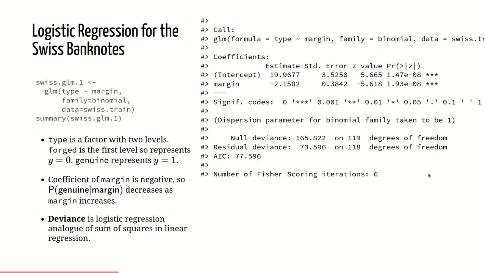It's just different, because we're not minimizing sum of squares anymore, so we don't have residual variance. Instead, we have this thing called residual deviance, which is kind of an analog to the sum of squares. What we notice is that the coefficient of margin is negative. That means that as the margin increases, the probability of the note being genuine decreases. The outcome is always the second class. The first class is forged, the second class is genuine. So we're looking at the probability of it being genuine.